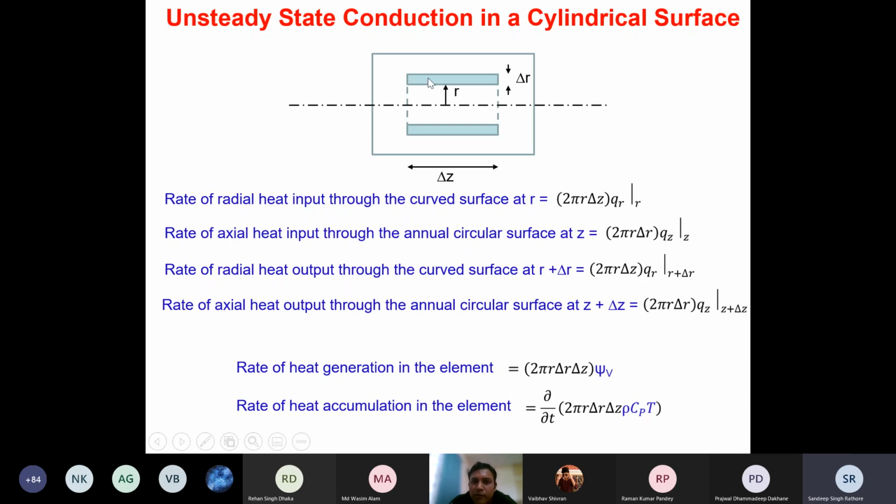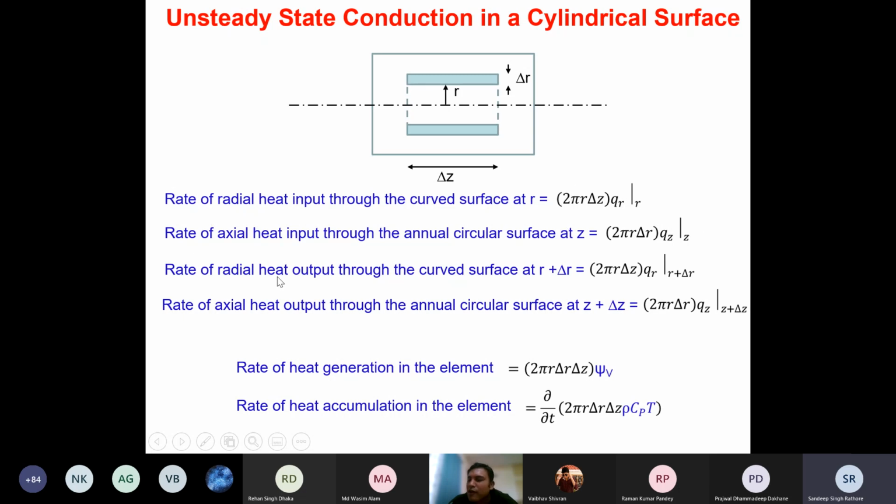Along the axial direction, what will be the surface area? It will be an annular circular type of area, isn't it? And that annular circular area is given by 2 pi r delta r. Do you all agree? Yes, sir. The input will be here, at qz at z. Now for both these terms we have to look at what the output will be.